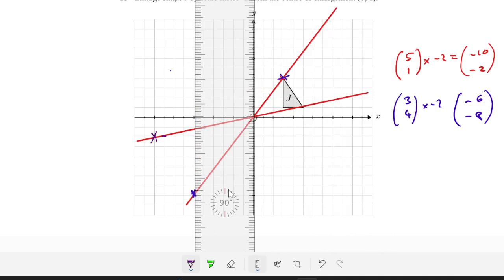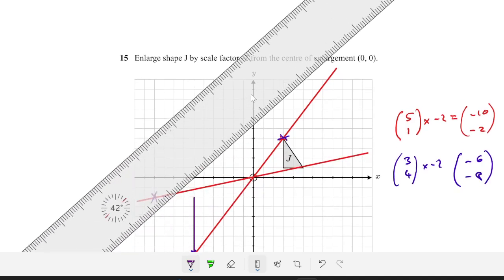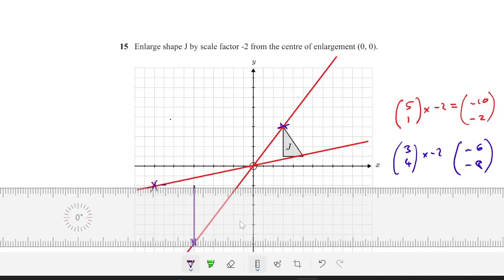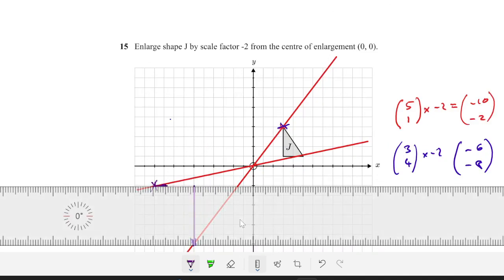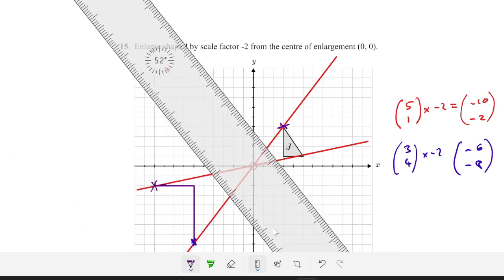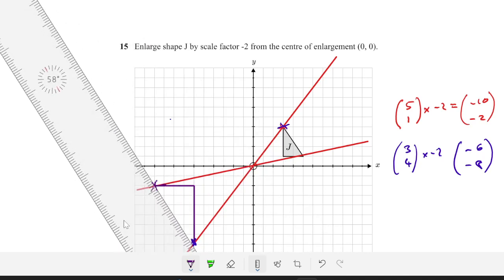And instead of being 3 up, it should now be 6 up. 2, 4, 6. And instead of being 2 across, it should be 4 across. So spin my ruler around, a little bit time consuming, but so we're going across and then join those 2 points up. There we go. So that's my enlargement, and it's a triangle that's twice as big.